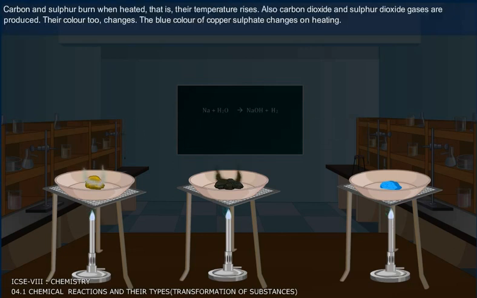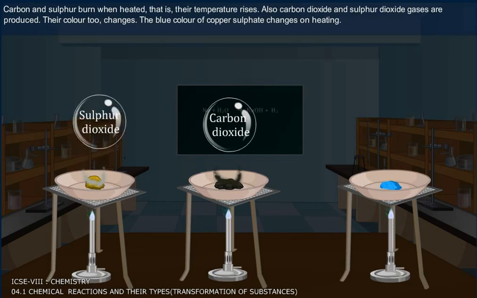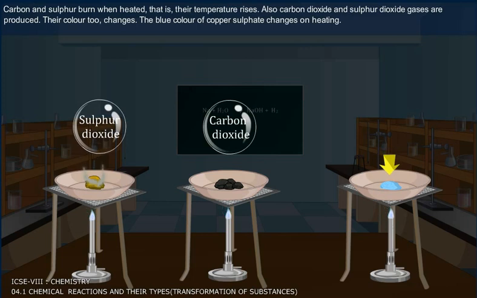Carbon and sulfur burn when heated. That is, their temperature rises. Also, carbon dioxide and sulfur dioxide gases are produced. Their color too changes. The blue color of copper sulfate changes on heating.